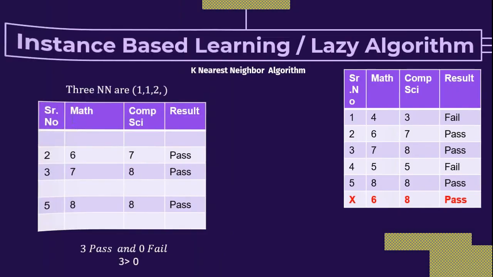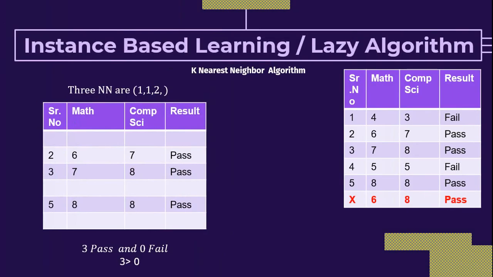The students are pass, while there are 0 fail, when we use the KNN nearest neighbor for 1 up to 2. So this result says that if you have marks 6 and 8 respectively in mathematics and computer science, you will definitely pass. So the result for the X student is that the student is pass.